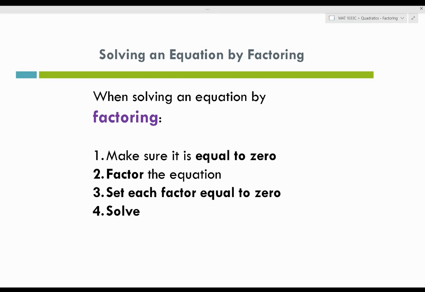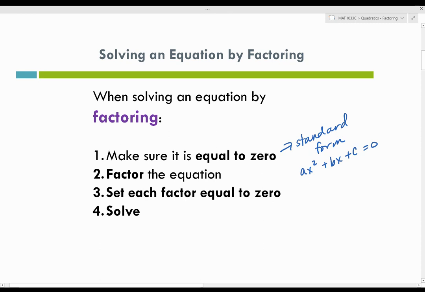Okay, so step 1, you're going to make sure that your equation is set equal to 0. Okay, this is the same thing as putting it in standard form. So when you set your equation equal to 0, it should resemble something like this: ax squared plus bx plus c equals 0.